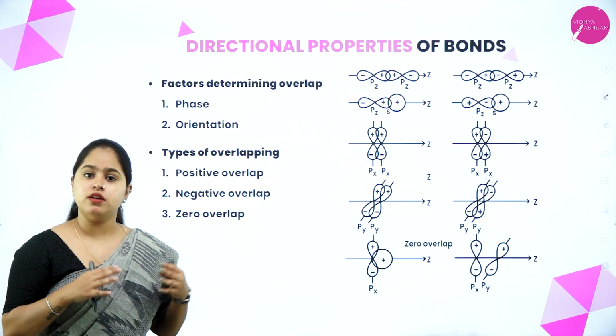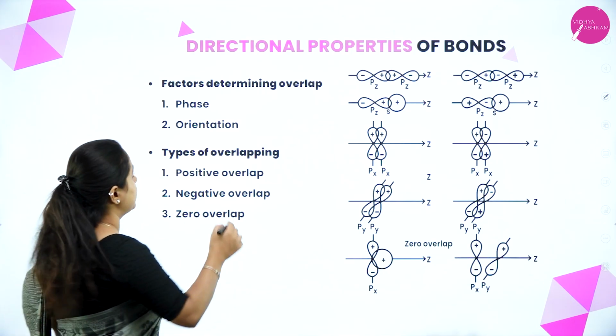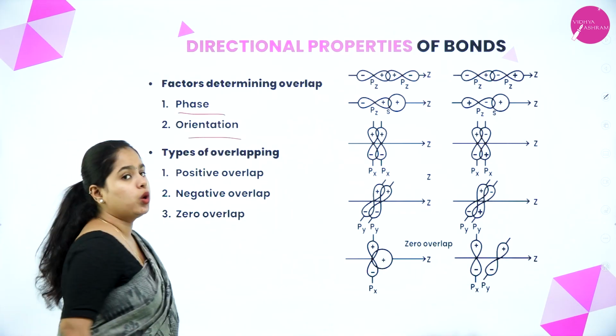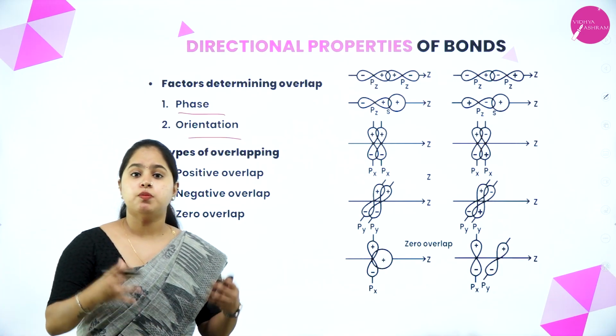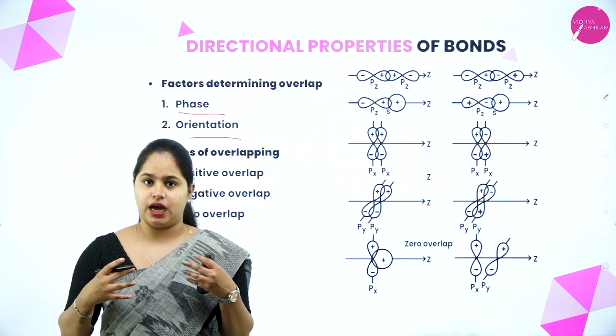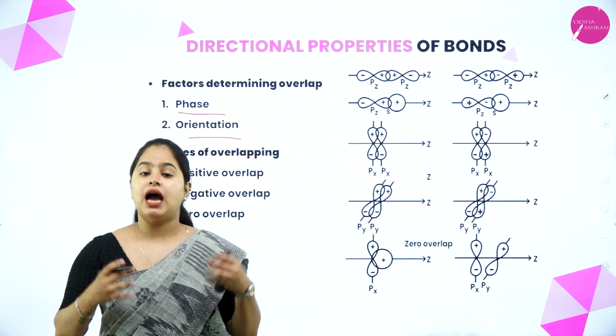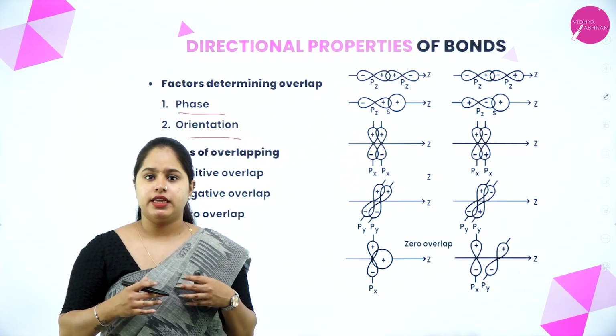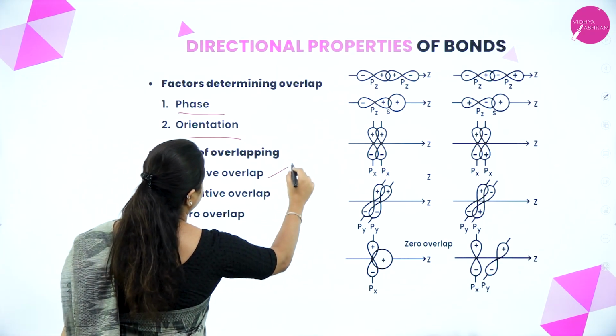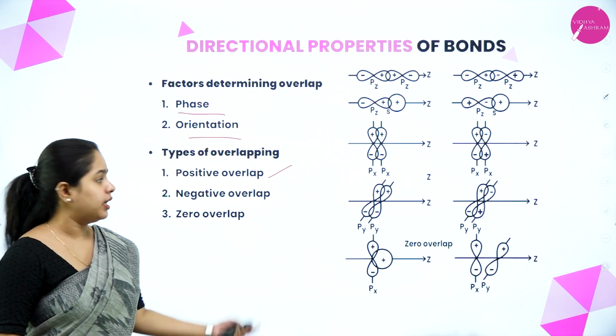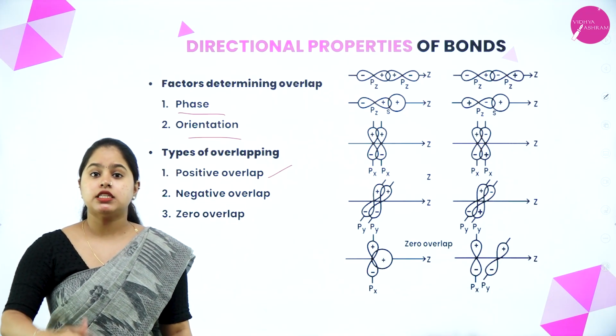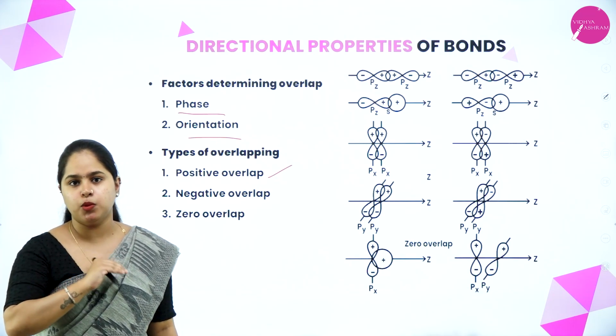Right? Based on which factors do they depend? It is phase and orientation. Yes, if both the atomic orbitals have the same phase and the same orientation, a positive overlap will take place. That's the first type, that is a positive overlap, if same phase and same orientation.